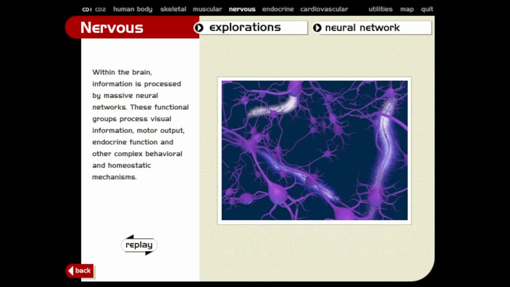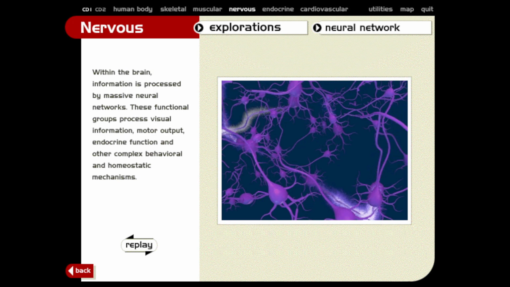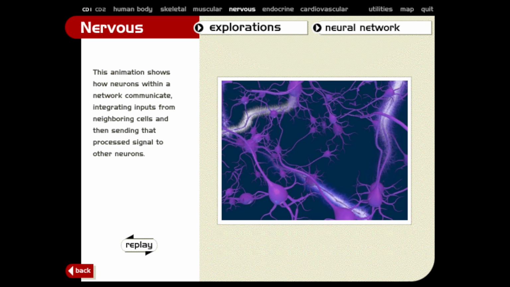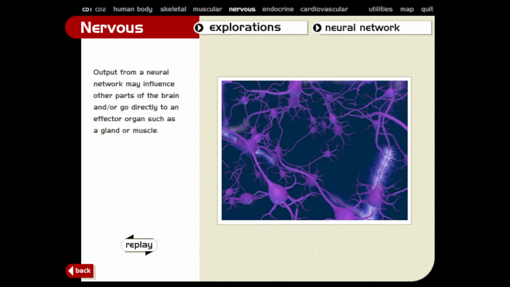Within the brain, information is processed by massive neural networks. These functional groups process visual information, motor output, endocrine function, and other complex behavioral and homeostatic mechanisms. This animation shows how neurons within a network communicate, integrating inputs from neighboring cells and then sending that processed signal to other neurons. Output from a neural network may influence other parts of the brain and/or go directly to an effector organ such as a gland or muscle.